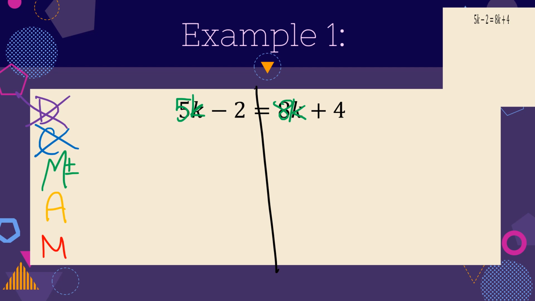And here's where I like to call it a choose your own adventure. Would you rather subtract 5K or would you rather subtract 8K? Guess what? It doesn't matter. You get to decide, which means your work can look different than someone else's, and you can both arrive at the same answer. So, personally, I like to subtract the 5K.